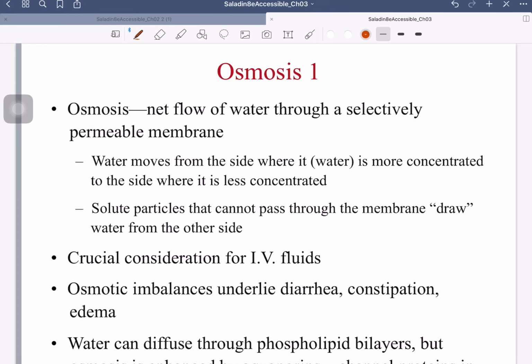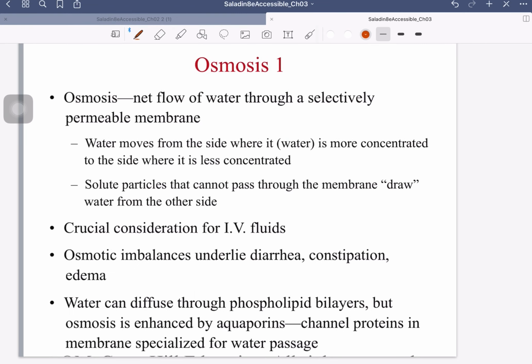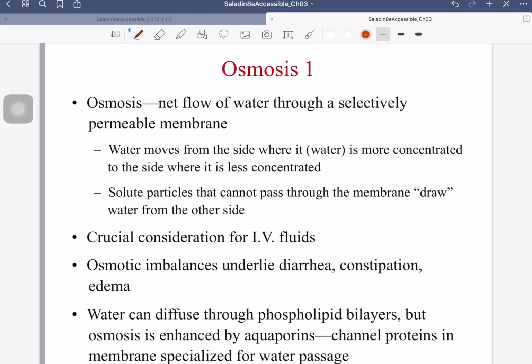Now, we'll talk a little bit about osmosis. Let's start by defining it. Osmosis is the net flow of water through a selectively permeable membrane. And what does that mean?